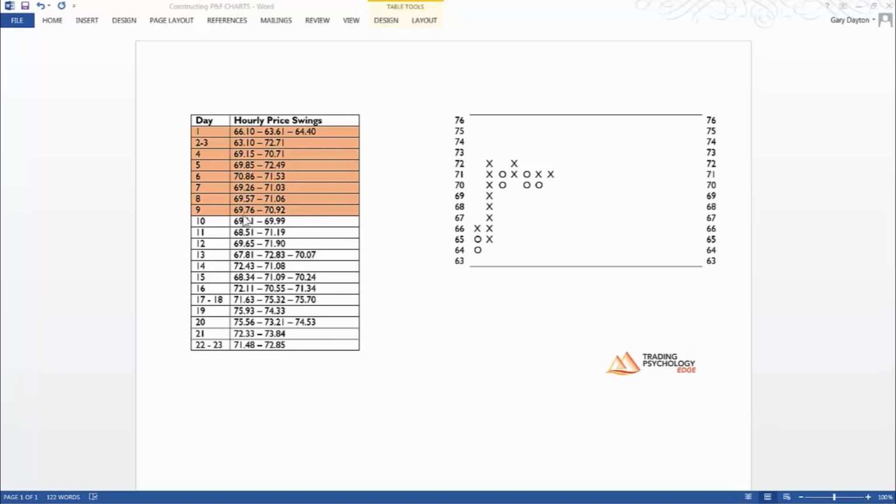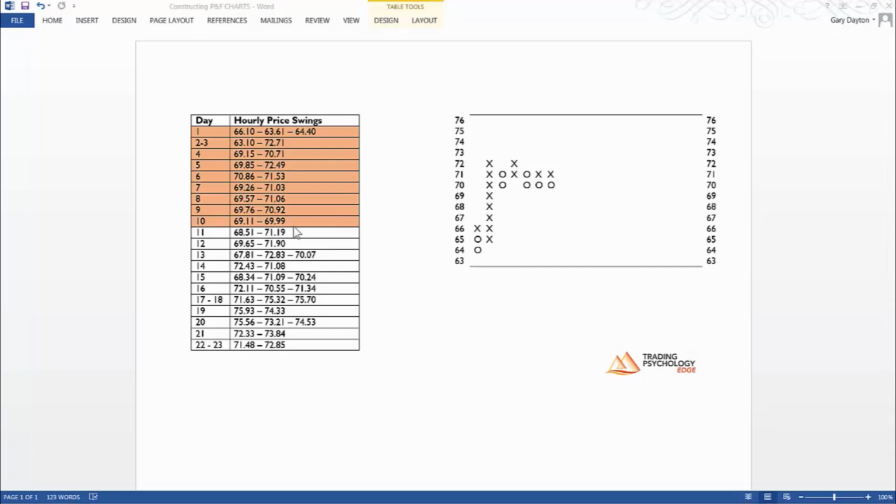The next day, kind of another wash and repeat, we come back down to 69.76. So we would plot a 70 here, and then it goes back up to 70.92. Well, we're already at 70. We didn't reach 71, so we can't start a new column going up. Okay, so we only plot that one figure for that day.